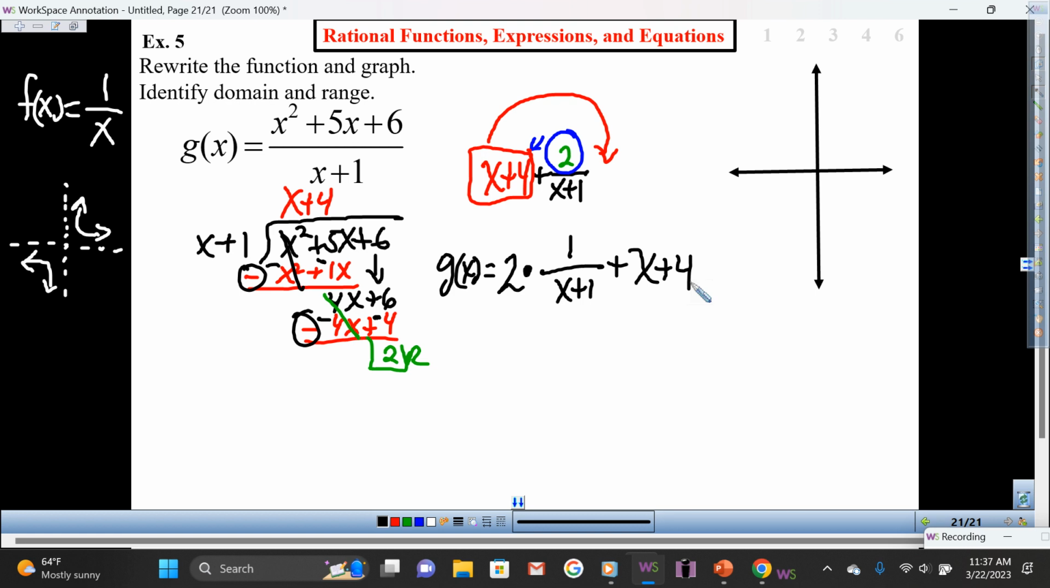Getting funner by the minute. All right, so let's start. VA, x equals. Tell your neighbor what the VA is. Everyone? -1. Yeah, according to this, yes? So let's go to -1. Get our VA, our vertical asymptote.